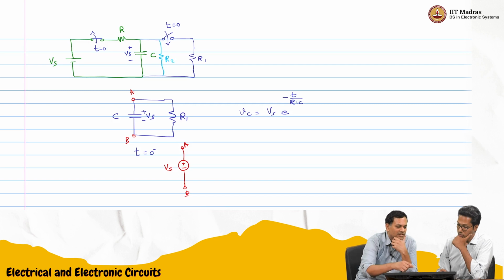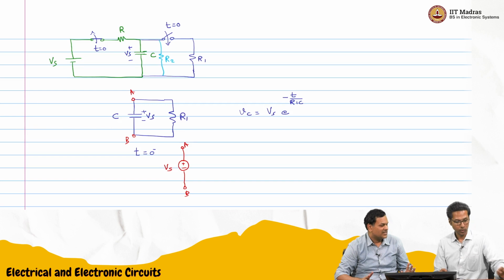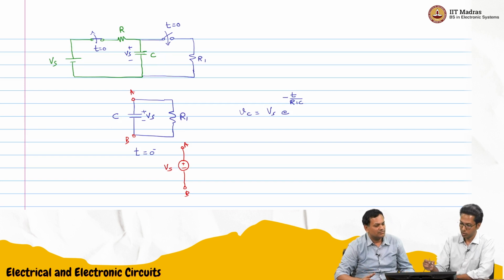Okay. Then in steady state, what steady state means for a capacitor is that the voltage should not change. dV by dt should be 0. So I will draw it as a separate circuit, otherwise it may confuse also.